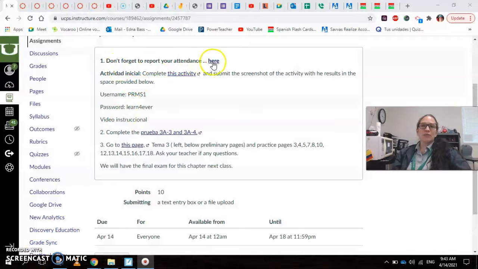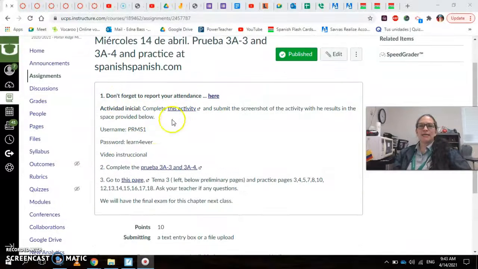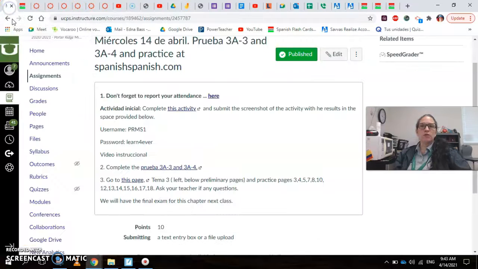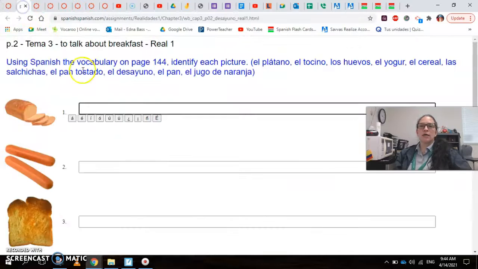First thing, don't forget to report your attendance. You're going to complete this activity. This activity is in Spanish, Spanish.com. If you didn't record your information or you don't remember, I put the information here, your username and password, in case that you need it.